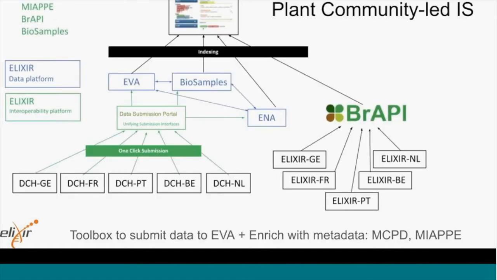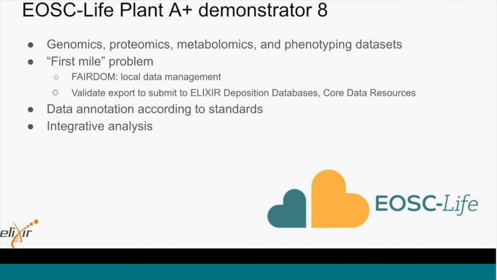To link this all to what projects we are doing in the future, there is a plant community-led implementation study that will start 1st of June, which aims to provide a toolbox to submit data to the EVA, the European Variant Archive, so the genotyping data, and enrich this with the necessary metadata such as the multi-crop passport description and the MIAPPE plant phenotyping description. Again, this implies submission of data, so we need validation, and we will be relying on the software and the infrastructure we have been developing in this project.